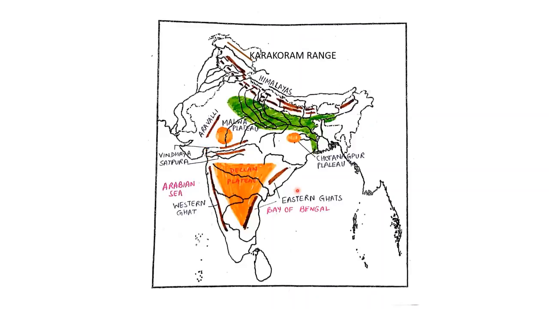Then two more important mountain ranges are there. You have done the Western Ghats and Eastern Ghats in the previous chapter, and you have learned the difference: the Western Ghats are a continuous mountain range and the Eastern Ghats are a broken mountain range. The distance between the Arabian Sea and the Western Ghats is not much, whereas the distance between the Bay of Bengal and the Eastern Ghats is wider. This you have done in difference.